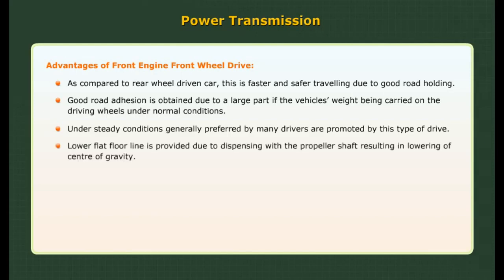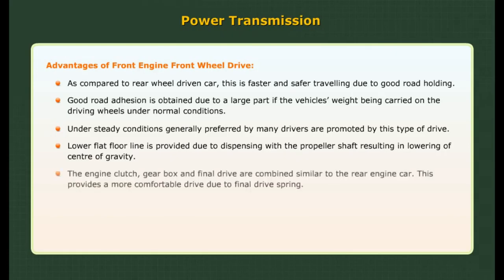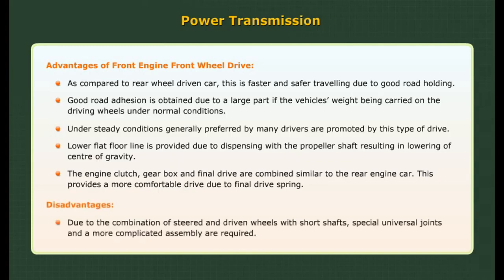A lower flat floor line is provided due to dispensing with the propeller shaft, resulting in the lowering of the center of gravity. The engine, clutch, gearbox, and final drive are combined similar to the rear engine car. This provides a more comfortable drive due to the final drive spring. Disadvantages. Due to the combination of steered and driven wheels with short shafts, special universal joints and a more complicated assembly are required.